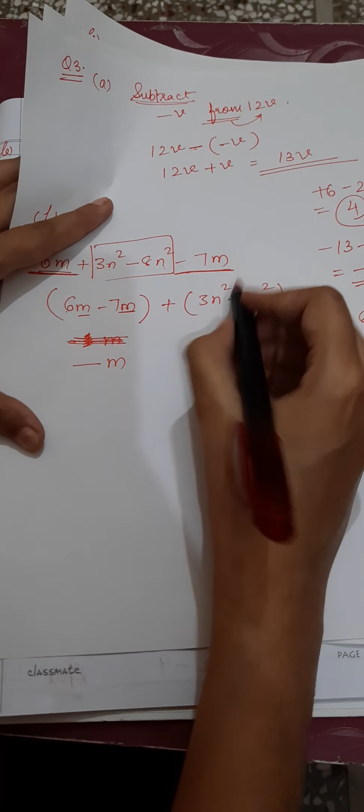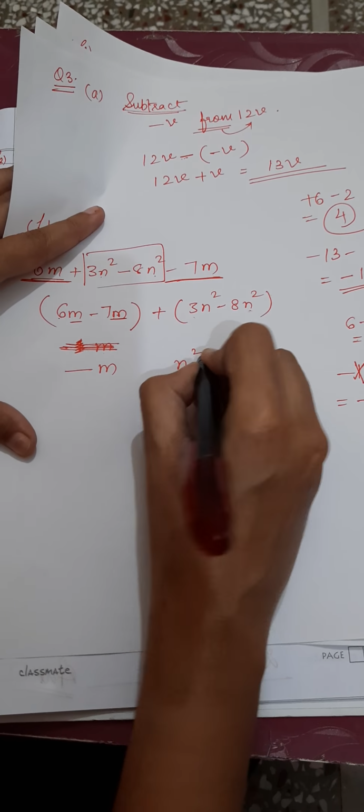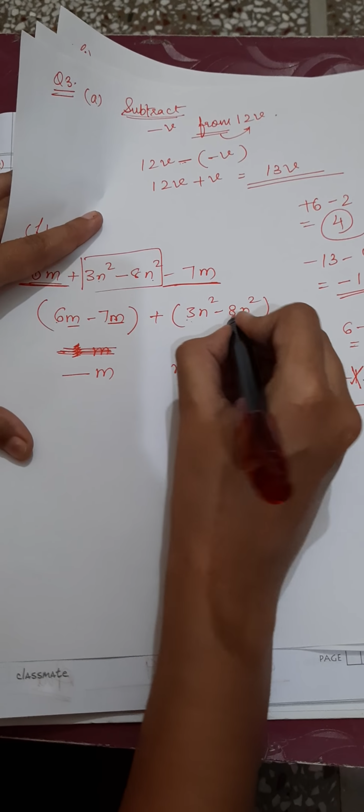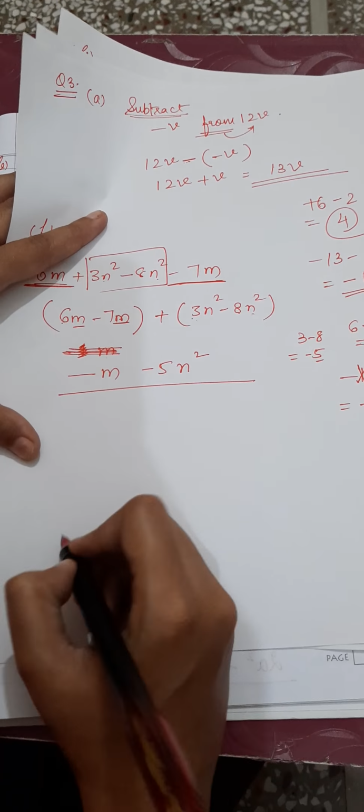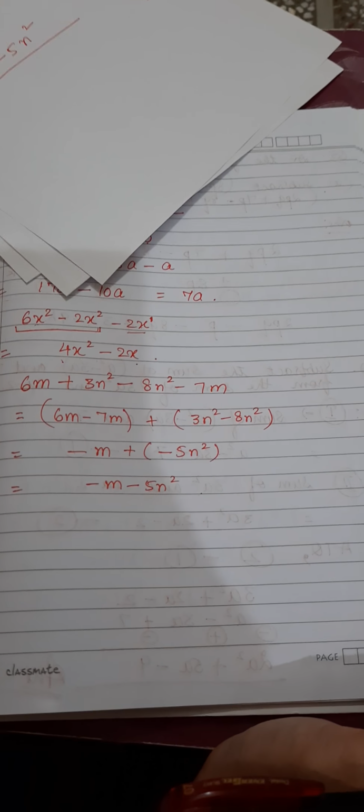Now this is n square, so the answer will come in n square variable. This is 3 minus 8. What is 3 minus 8? Minus 5. So this is going to come minus 5, and this is the answer.